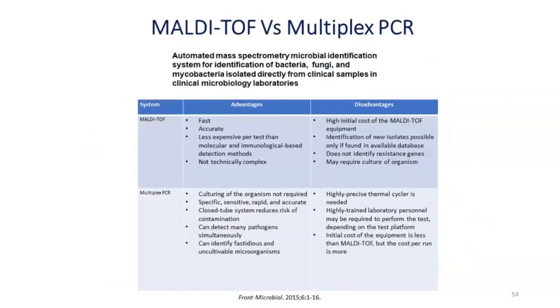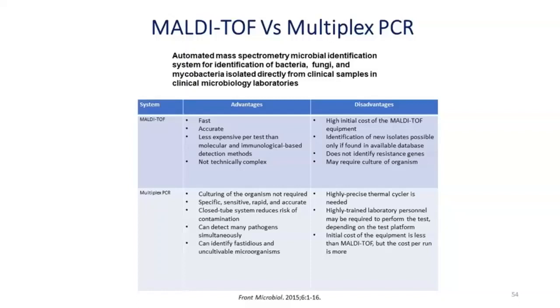When we look at these multiplex PCRs versus MALDI, MALDI, I told you, is very fast, it's accurate, it's very inexpensive per test. It's not that technically complex to run. However, there is the initial cost of the platform I already mentioned, and currently it's unable to identify resistance genes. The multiplex, of course, if you do the multiplex for blood cultures, it does require a positive blood culture.